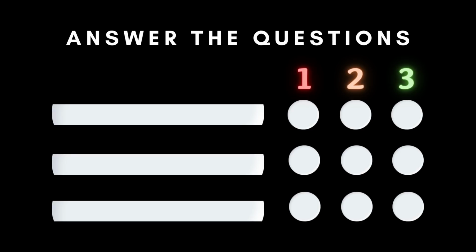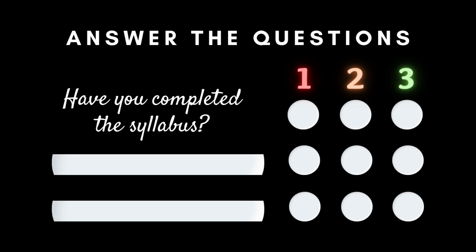So there are three questions that I'm going to ask you. The first question is, have you completed your syllabus? Now, if you feel your syllabus has been totally completed, then you can rate yourself 3. Otherwise, if you feel your syllabus has not even been like 50% done, then rate yourself 1. And if you are somewhere in between, then rate yourself 2.